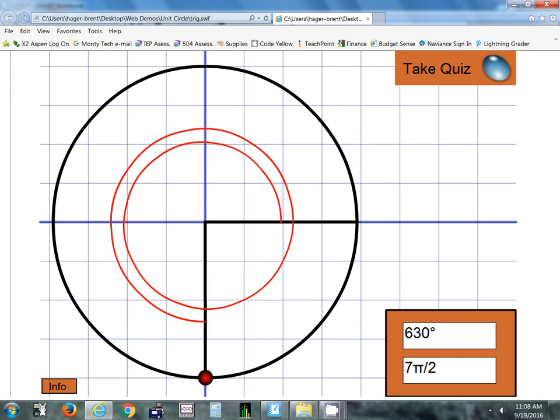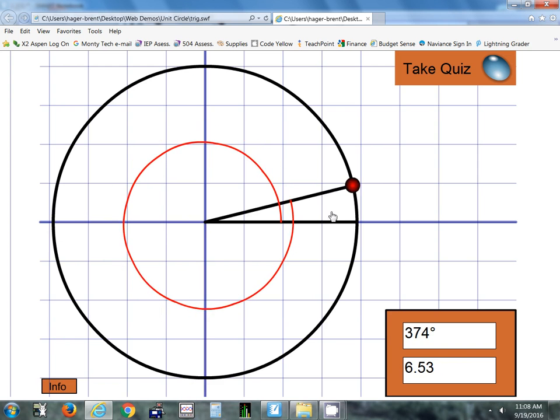Now I have the angle 630. Okay, it lands in exactly the same spot, but 630 is a little smaller. Still too big. Okay, so I'm going to do it again. Now I get the angle 270, and that's something we should be familiar with.